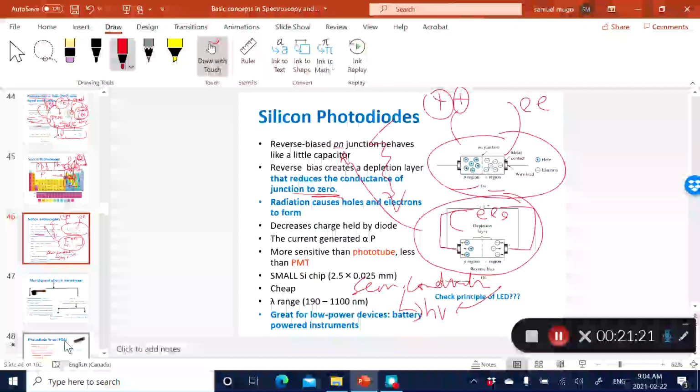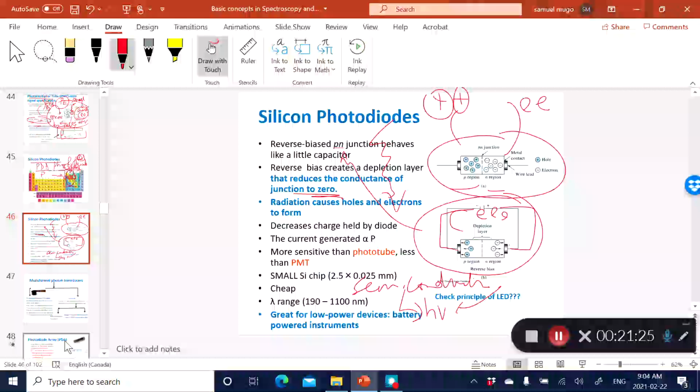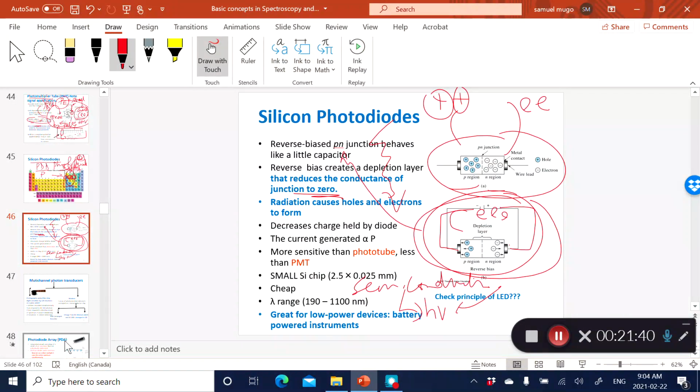And for that reason, there's electricity being generated. So that's what's happening in this case, the promotion of electrons into the conducting band from the valence band. And that causes this capacitor now to generate electricity that you are measuring, and that is going to be your signal.